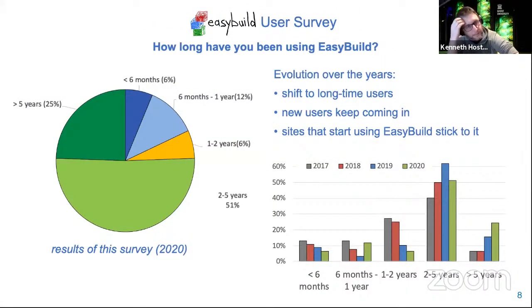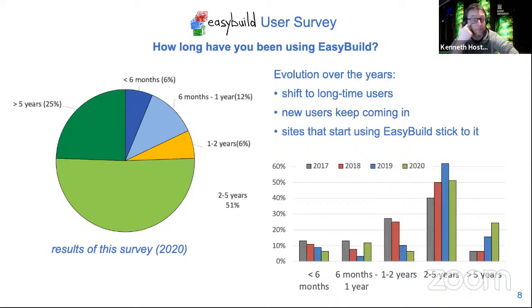If we look at how long people have been using EasyBuild, this looks very similar to previous years, but we do see a bit of a drift towards people that have been using EasyBuild for a long time, so 2 to 5 years or even longer. That seems to be growing, that ratio of the user community, but we do still see new people coming in, even though the new people are less, relatively speaking, compared to the experienced people. So 3/4 of the community have at least 2 years of experience with EasyBuild.